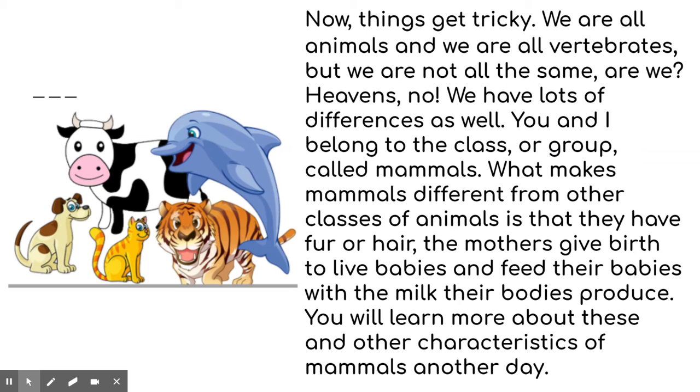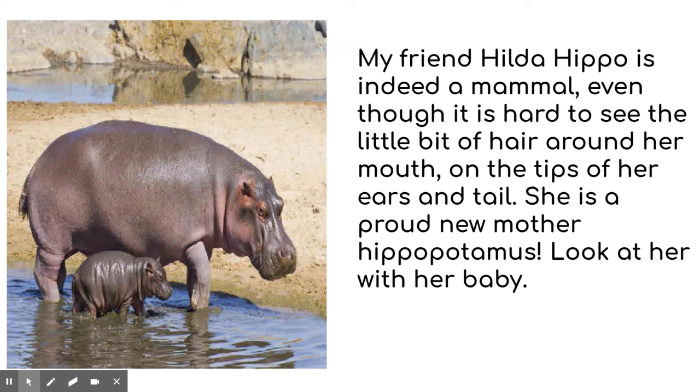Now things get tricky. We are all animals and we are all vertebrates, but we are not all the same, are we? Heavens, no. We have lots of differences as well. You and I belong to the class or group called mammals. What makes mammals different from other classes of animals is that they have fur or hair. The mothers give birth to live babies and feed their babies with the milk their bodies produce. You will learn more about these and other characteristics of mammals another day.